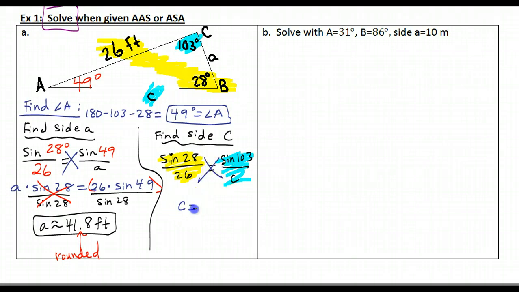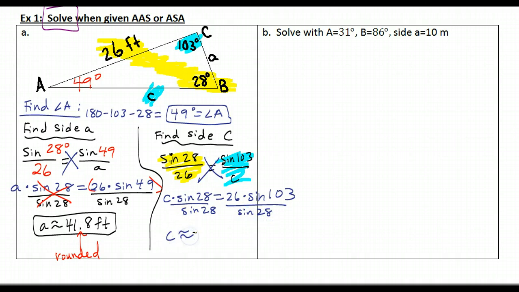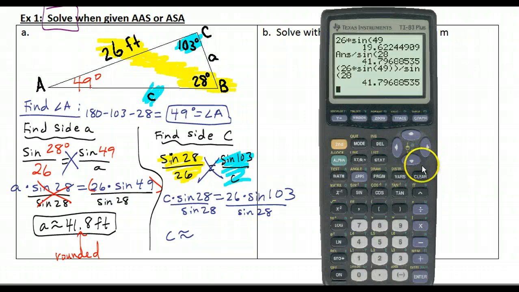And let me tell you, it is always required that you show your setup, but once you get the hang of this, you can type this into your calculator. So if you remember what we did before, one more time I'll write it all out just to show you. I know that this is going to be C times my sine of 28, equal to 26 times sine of 103, and I'm going to divide by the sine of 28. If you know that without writing it out, you can just type it into your calculator right away.